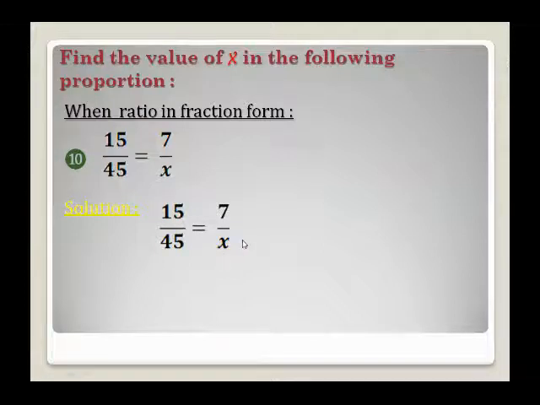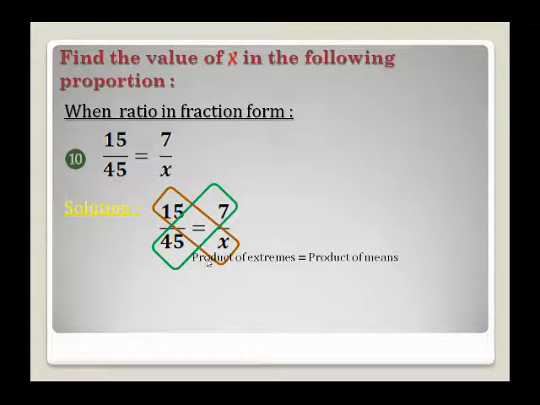Now students, the formula is the same, which is the product of extremes and the product of means. These ones are the extreme values and these ones are the mean values. So here we write the formula, product of extremes is equal to product of means. Product of extremes means we multiply 15 by x, and product of means means we multiply 45 by 7, or we write 7 multiplied by 45. Now after simplification we get 7 multiplied by 45 divided by 15.